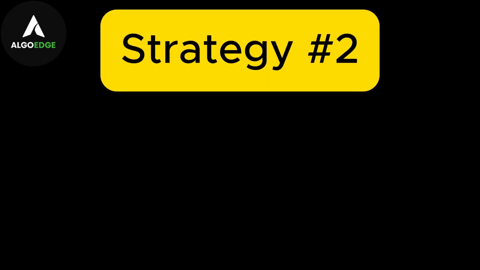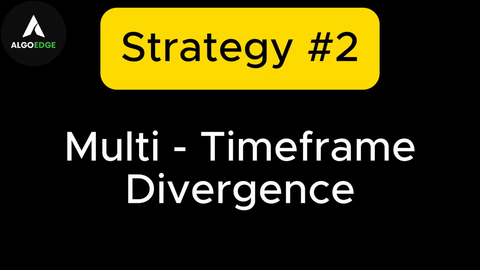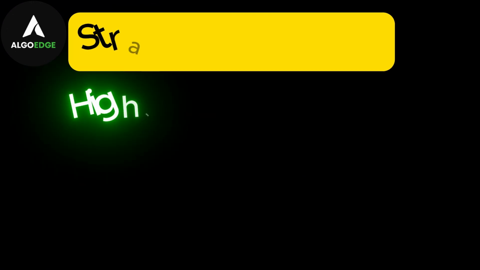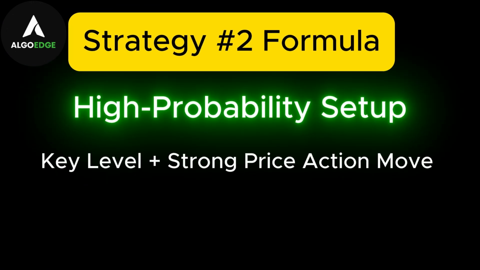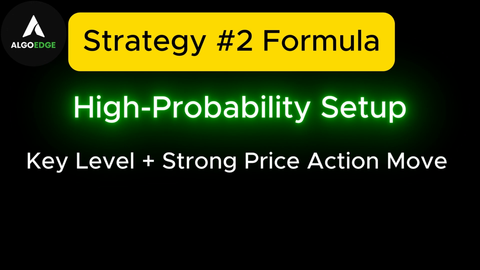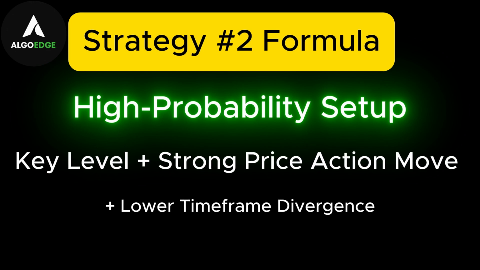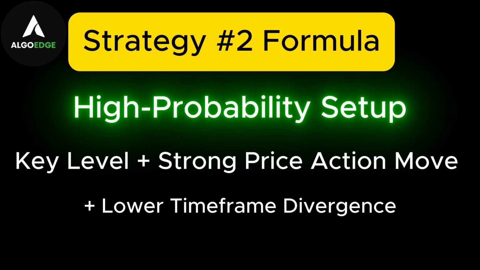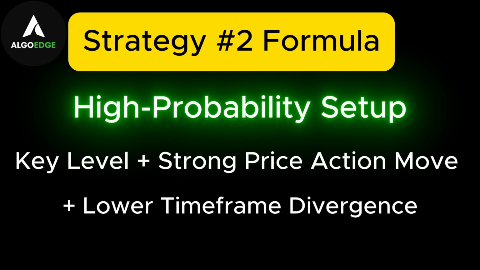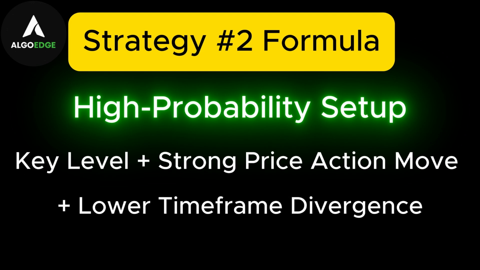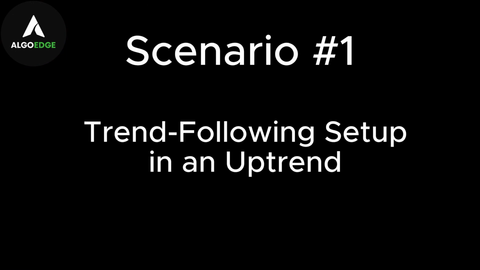Let's take things one step further and move on to the second type of strategy. Here's the formula for strategy number 2. First, identify a significant price action move at a key level. Then, look for divergence within that price action move on a lower time frame. This strategy involves combining multiple timeframes in the market, and there are 4 different scenarios for applying this strategy. So, let's begin with the first one.